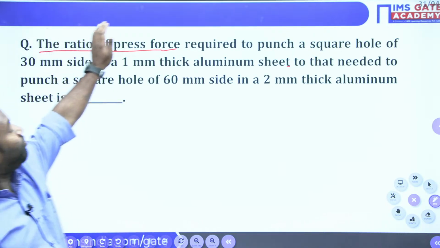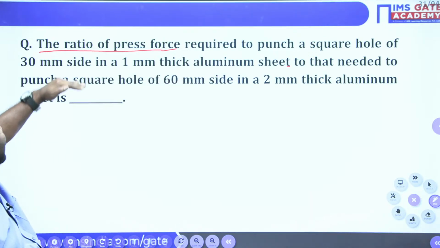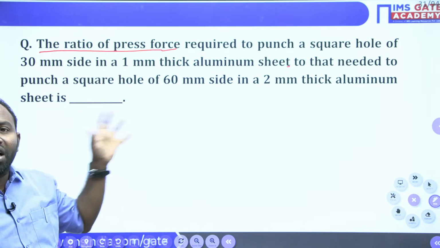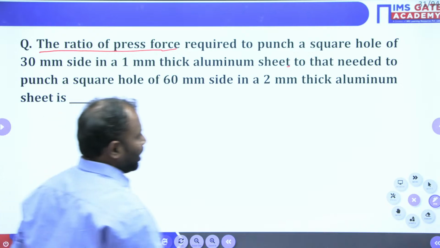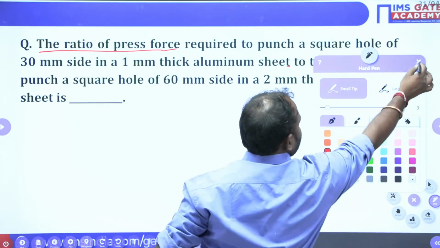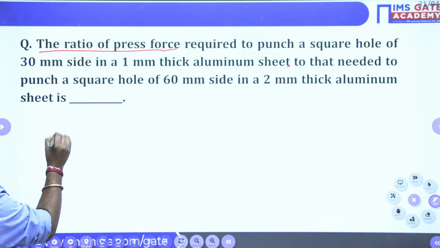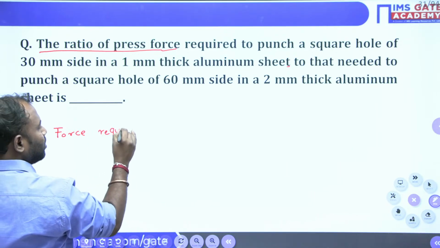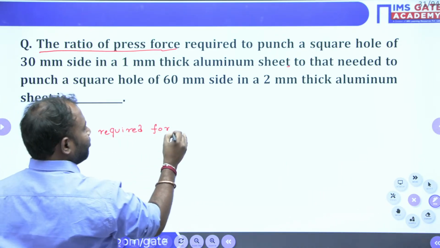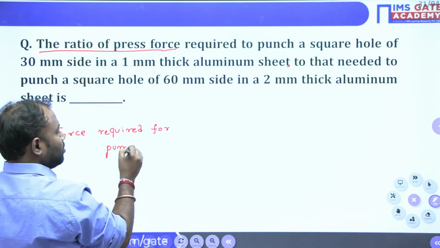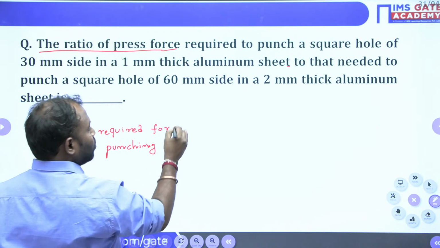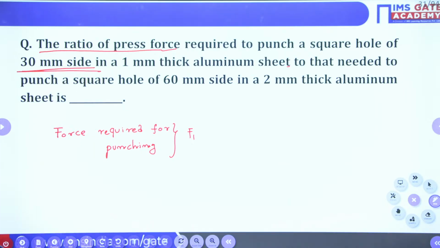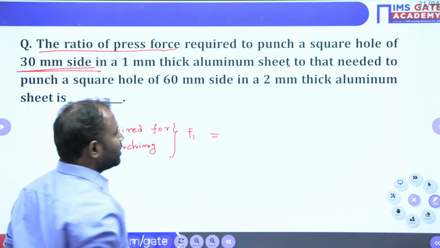Now, the ratio of press force to punch a square hole of 30 mm side. First, we will calculate the force required to punch a 30 mm square hole. Force required for punching. So, can we say it is F1? Why? Because we are calculating for the 30 mm side. So, F1 is equal to, here, what is that?